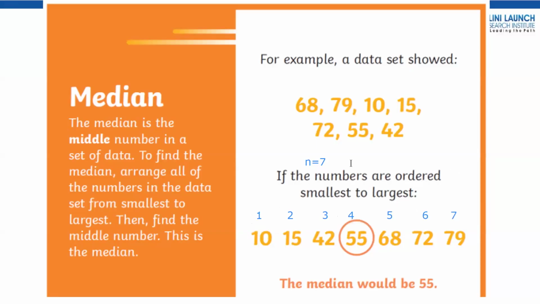Then (n + 1) divided by 2. (n + 1) divided by 2 means (7 + 1) divided by 2. What is 7 plus 1? 8. So 8 divided by 2 is 4.